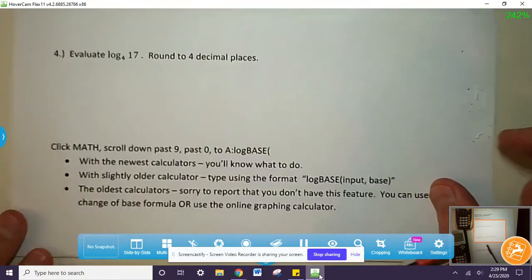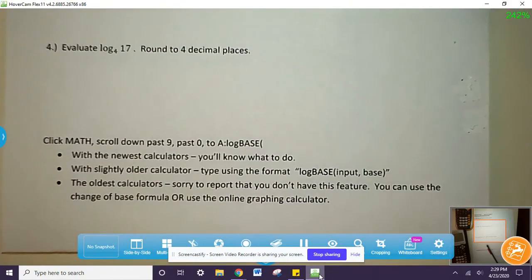Okay, so continuing on, we've evaluated common log and natural log. The next thing we want to do is evaluate log with other bases. So this part's going to take a couple minutes because depending on the calculator you're using, there's 3 different things that can happen. So I have to show all of them right now. And I'd have to do this in class if we were in class as well.